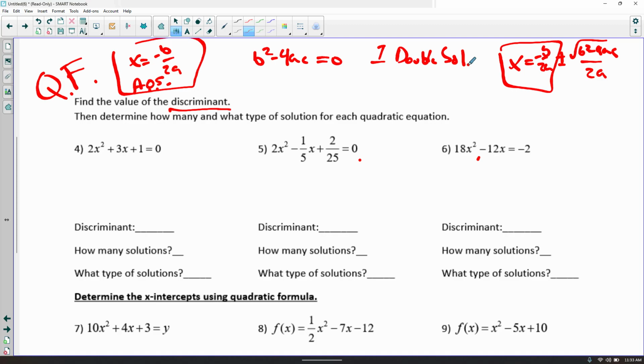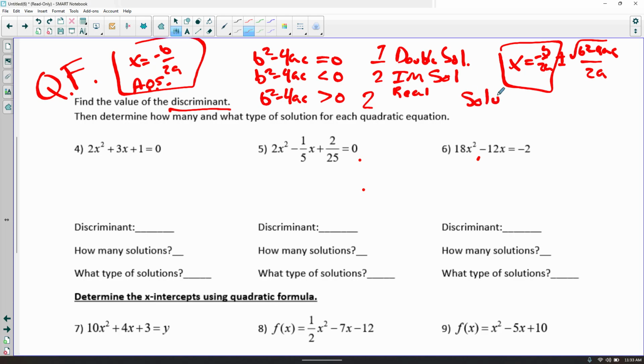All right. So, what's your other option? B squared minus 4AC is less than 0: 2 imaginary solutions. B squared minus 4AC is greater than 0: 2 real solutions. But under that, you have to say what?